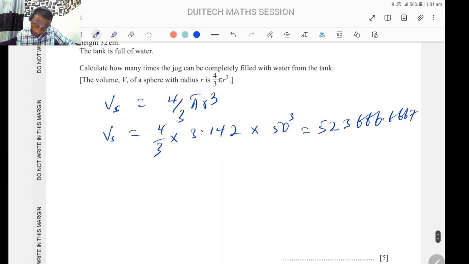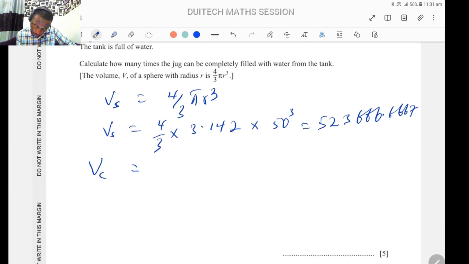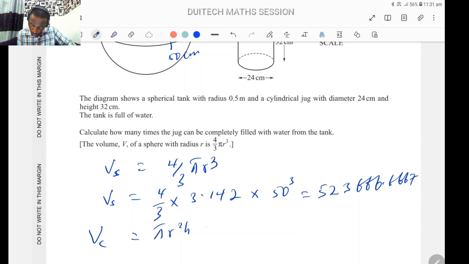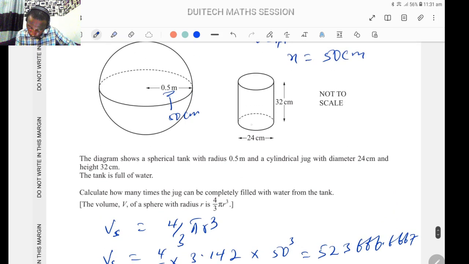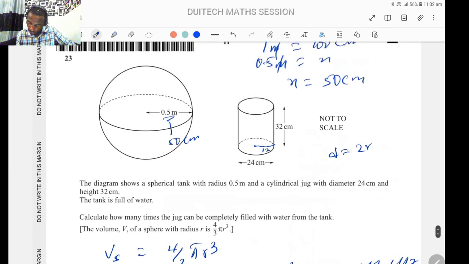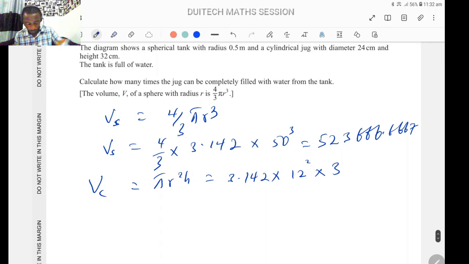Now let's calculate for Vc, that is the volume of the cylinder, right? The volume of the cylinder is given as pi r squared h. The same thing is applicable here: 3.142 times r squared, where r is the radius. If the diameter is 24, that means the radius is 12, because diameter is equal to 2r. So 12 squared times the height, which is given as 32, so we maintain 32. So let's solve for that.